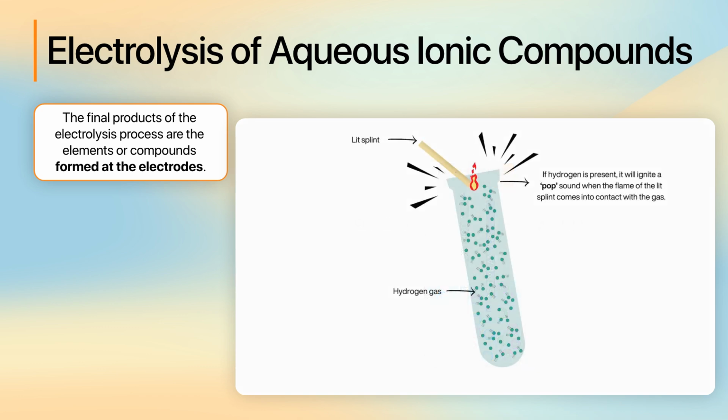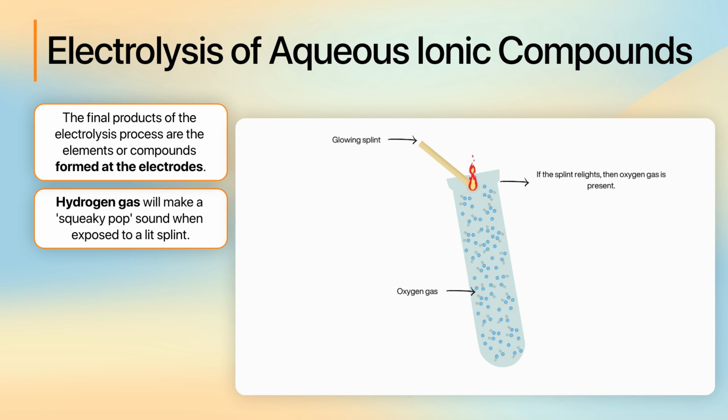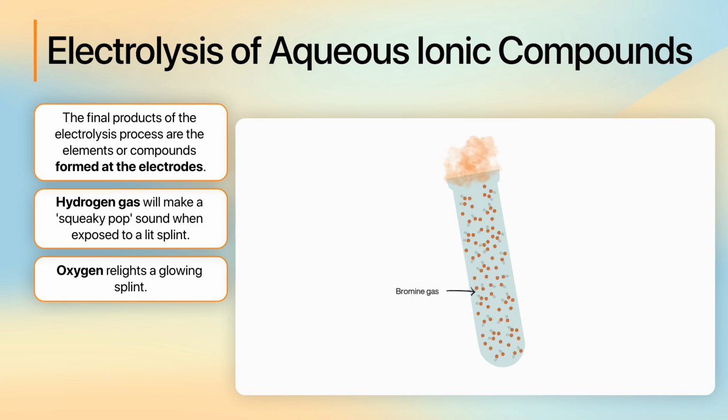To test for hydrogen gas, expose the produced gas to a lit splint. A squeaky pop sound being heard confirms the presence of hydrogen. To test for oxygen gas, expose the produced gas to a glowing splint. If the splint relights, then oxygen gas is present. If bromine gas is released, it will be visually observed as a red-brown gas.